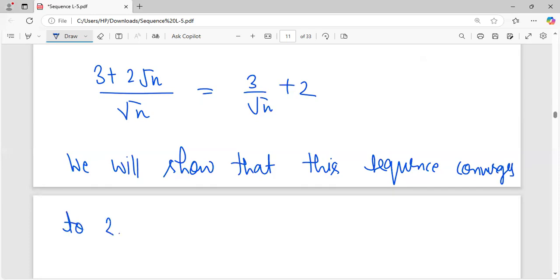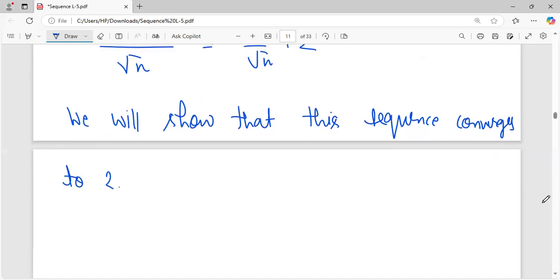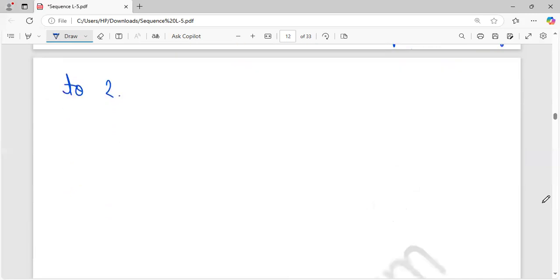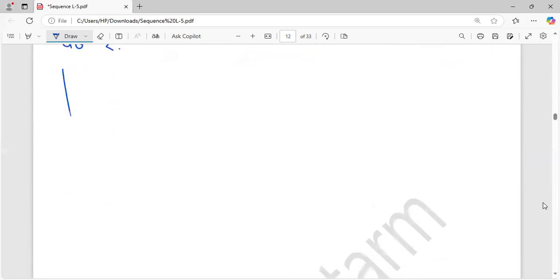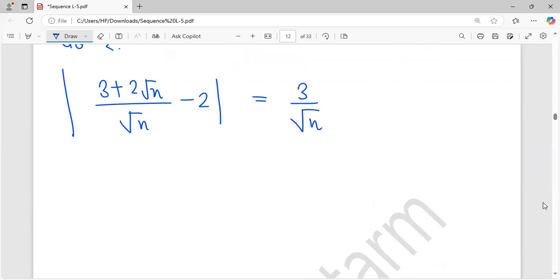Okay. But we have to show it by the epsilon definition. So what will I do? I will subtract 2 from this sequence. Then after solving you will get 3 upon root n. Now I want to make it less than epsilon. So, as a rough idea, I solve for n. This will imply, squaring both sides, that n is greater than 9 upon epsilon squared.